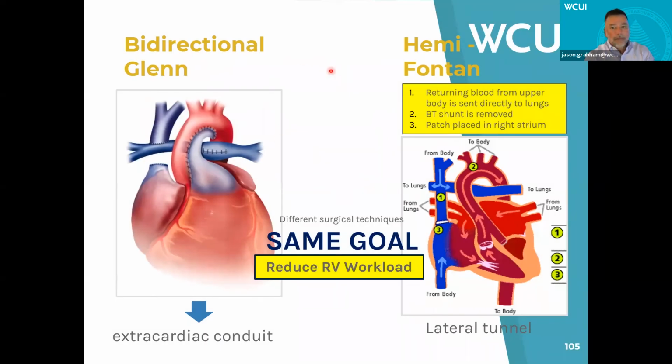Now, the difference in the bidirectional Glenn and the Hemi-fontan: they both do the same thing and have the same goal. We're still working to balance pulmonary blood flow, but we want to start reducing some of the workload from that right ventricle. As you know, typically we have two ventricles and two different circulatory circuits handling all the flow coming back, whether from the lungs or from the superior vena cava or inferior vena cava. So we try to take some of that workload off the RV, and that's what's accomplished here in the bidirectional Glenn. The SVC flow is diverted back to the lungs, removed from the heart, so you're accomplishing a couple of different things there. And then the lateral tunnel is just a difference in surgical technique, but both effects are the same.